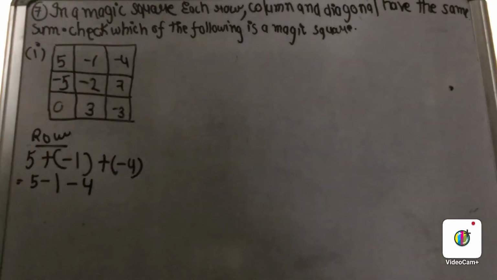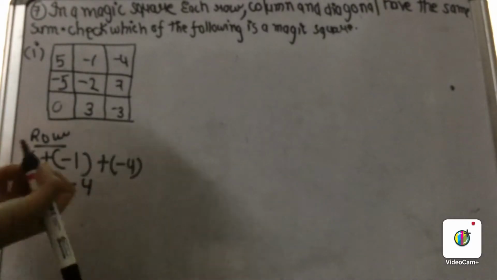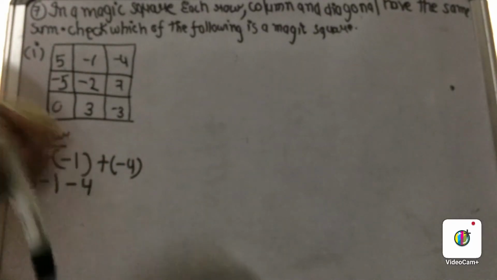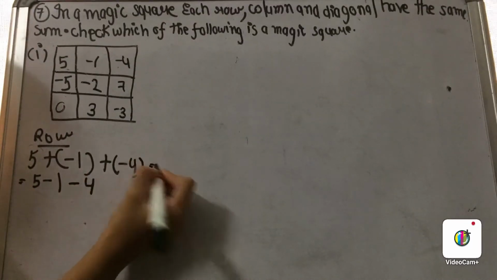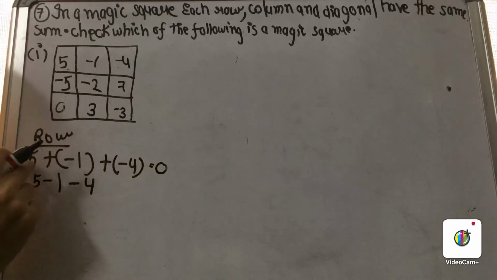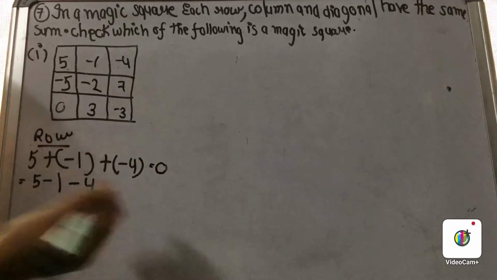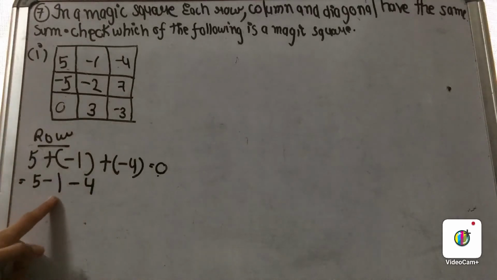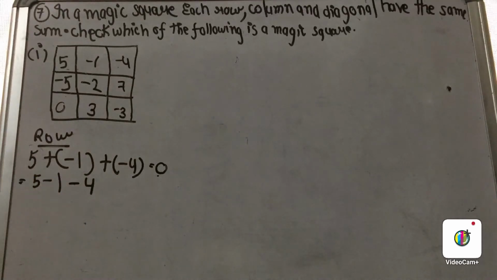Now let us solve it. 5 minus 1 is 4, and 4 minus 4 is 0. So the answer of 5 plus minus 1 plus minus 4 is 0. So this was our first answer.